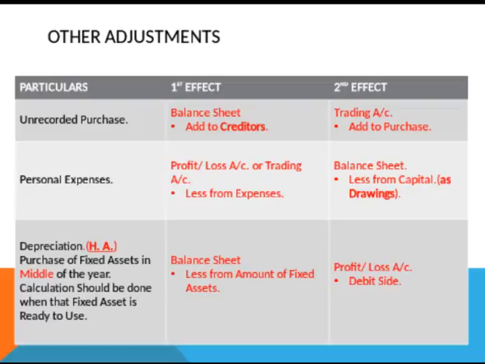Now here the depreciation is different, which is a hidden adjustment. We say it is a hidden adjustment because if the asset is purchased in the middle of the year, we have to record the entry from the time it is purchased and ready to use. Okay, so if it is purchased after 6 months, we have to charge depreciation only for 6 months, that is the remaining 6 months for which it has been used. So the first effect will be less from amount of fixed asset, and second effect will be profit and loss account debit as above. Here the calculation is very necessary and important for getting the correct depreciation amount.